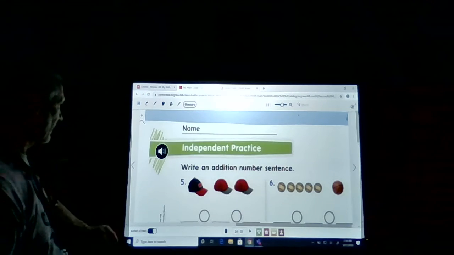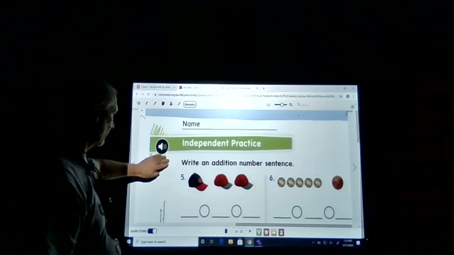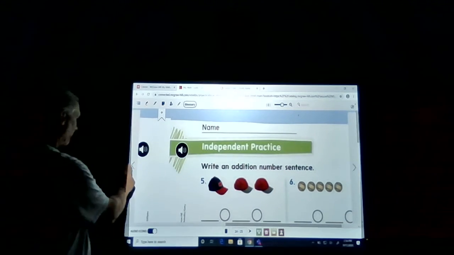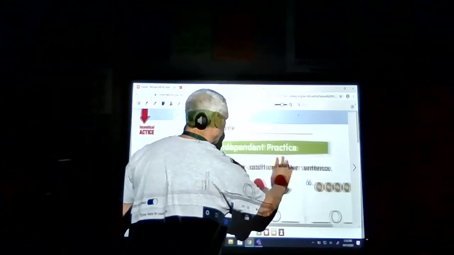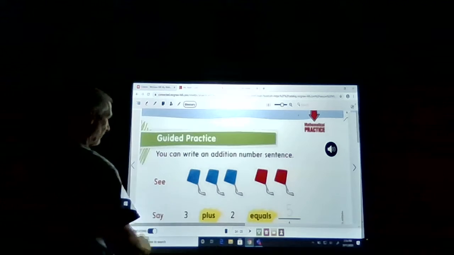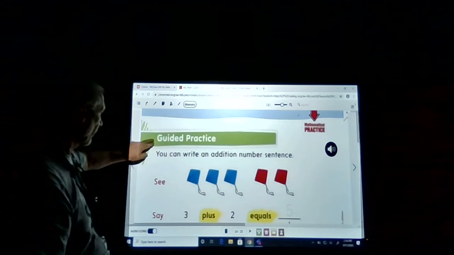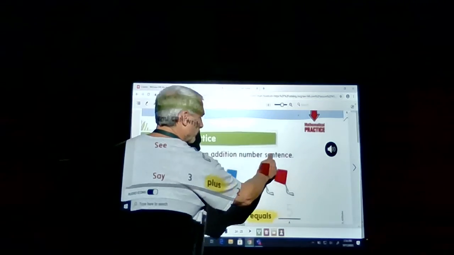Addition number sentences. Oops. We'll get there. We'll slide over. There's 2 on each one of these, so I have to slide back and forth. All right. You can write an addition number sentence.